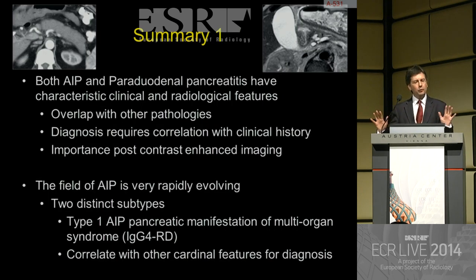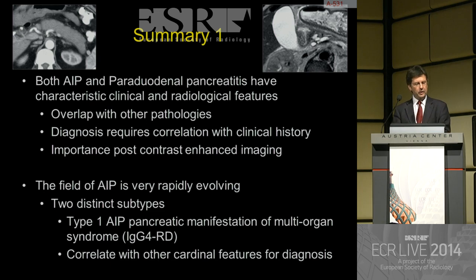So, how do I wind this up? Well, summary. Both AIP and paraduodenal pancreatitis have characteristic clinical and radiological features. But as I mentioned, there is an overlap with other pathologies. And if we're going to make, as radiologists, the best diagnosis, we're going to have to make sure we correlate with the clinical history and clinical parameters of the patient, most importantly with a multidisciplinary team discussion. And I've also emphasized here the importance of post-contrast enhanced imaging to try and differentiate the different pathologies.